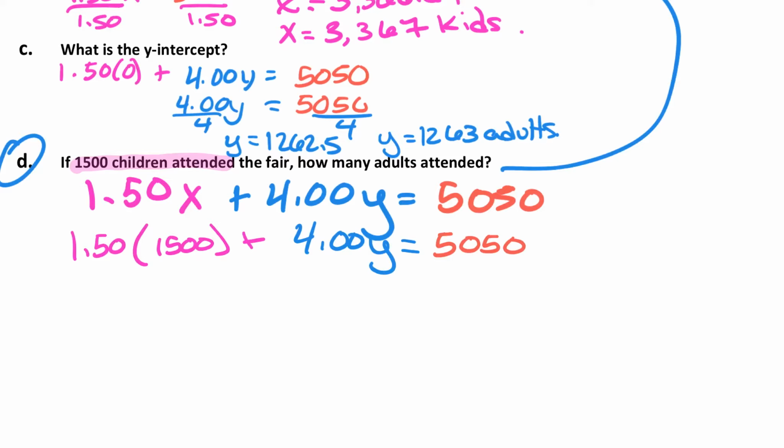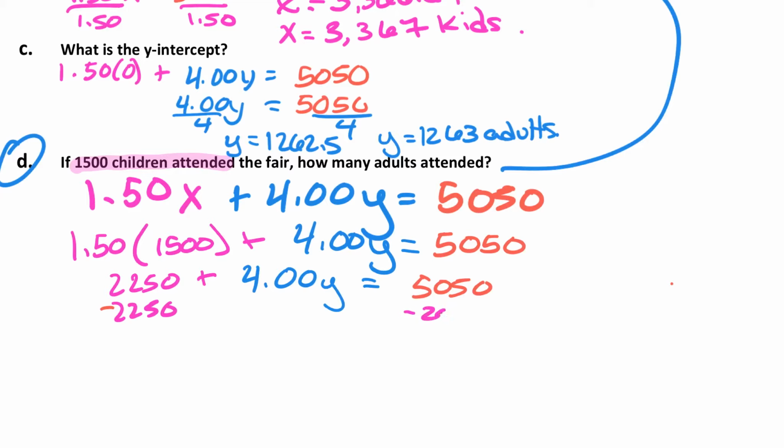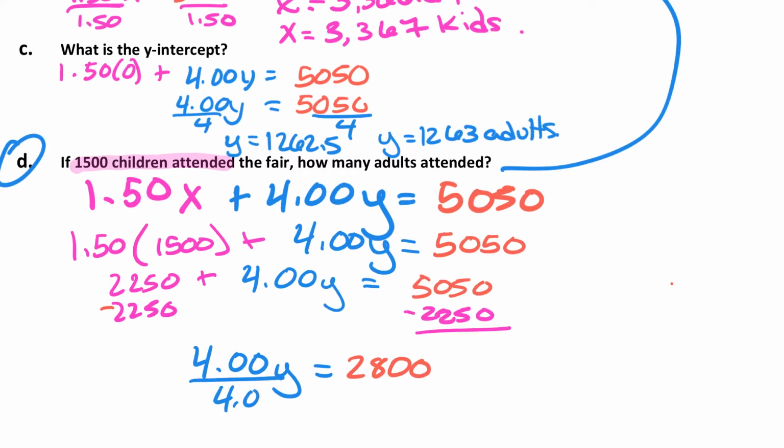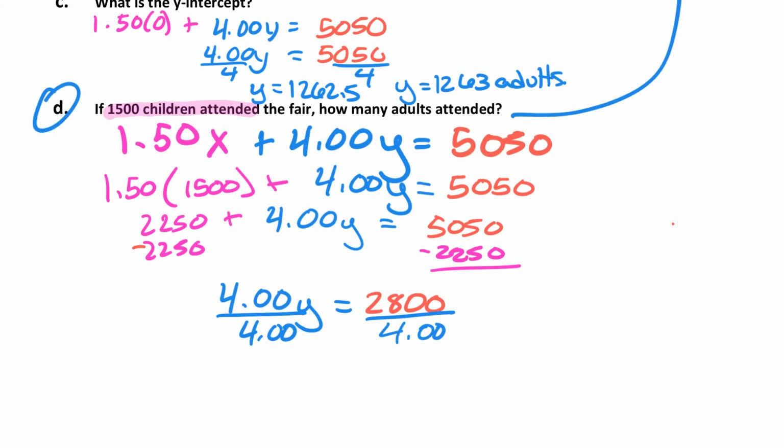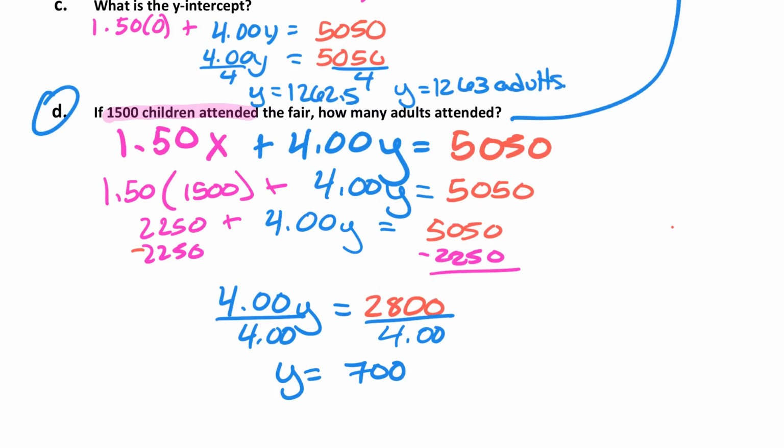Now I just need to solve for y. So when I multiply 1.50 times 1,500, I get 2250 plus 4.00y equals 5050. I am going to subtract 2250 from both sides. And I'm left with 4.00y is equal to 2,800. Now I need to divide both sides by 4.00. And I am left with y is equal to 700.